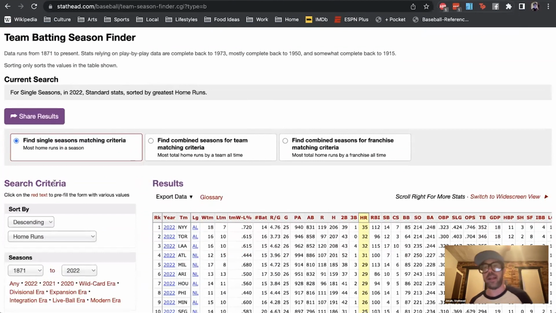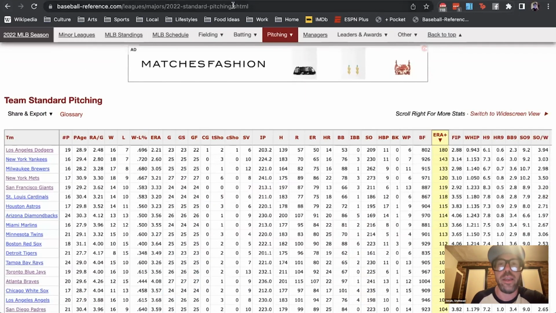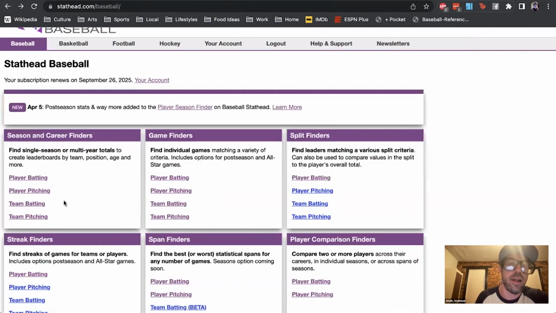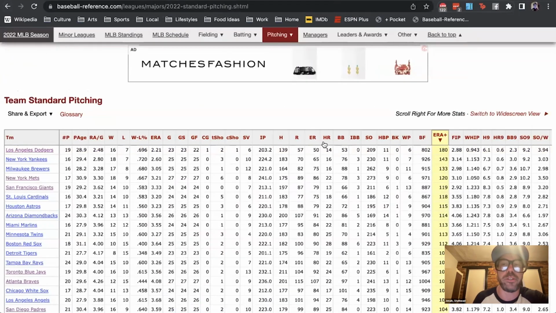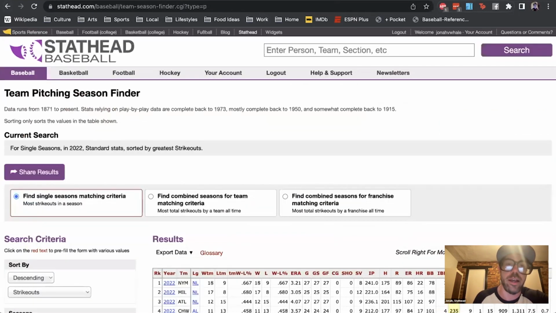And so if you're doing that kind of team level research, what teams are going to fall back to earth, what teams are overachieving, you can do that here in the season finder. So one thing I'm going to look up now is the pitching one, because I was looking around on the leaderboards and I noticed the Dodgers pitching is out of control. They have a 180 ERA plus this year, which is insanely good.